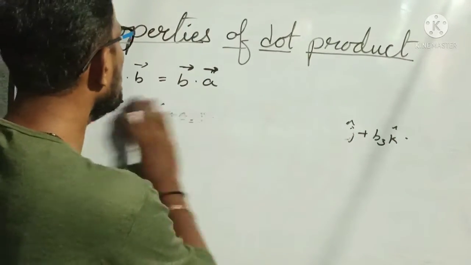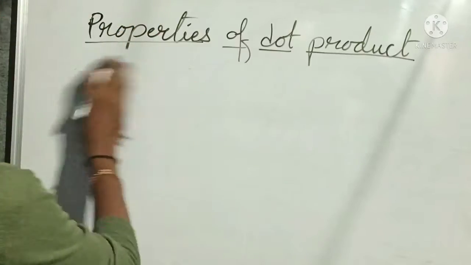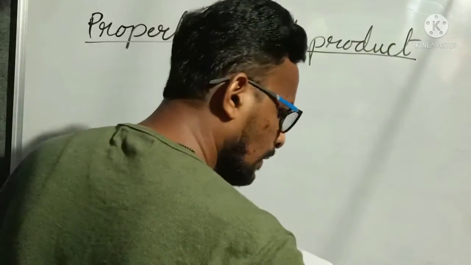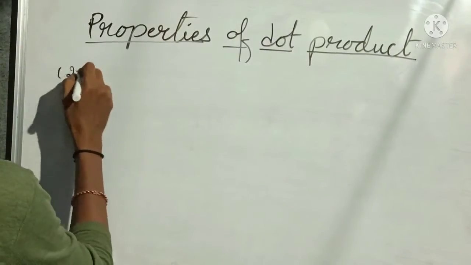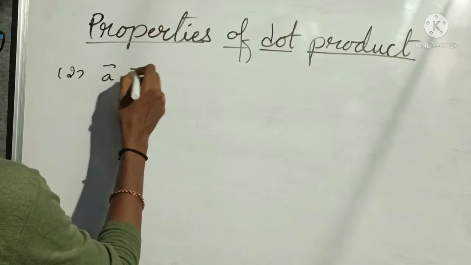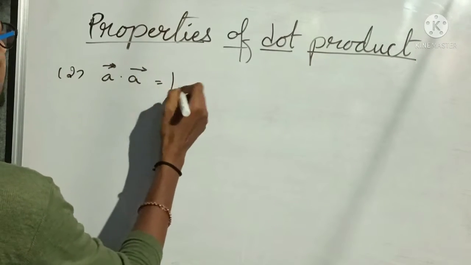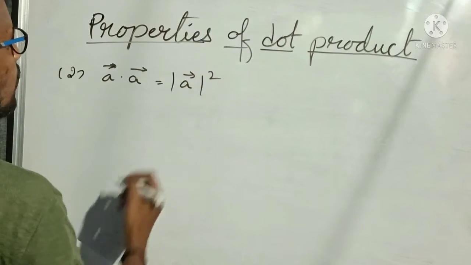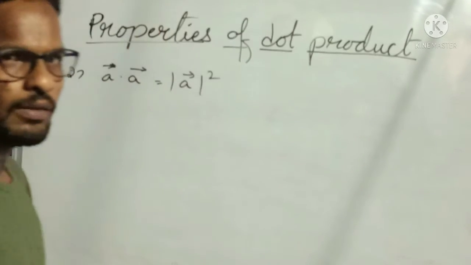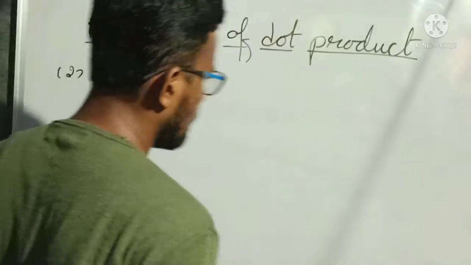Okay, thank you. Next, second property, very important: a bar dot a bar. What's the value of a bar dot a bar? It is mod a bar whole square. Okay, so let us understand how we got this.